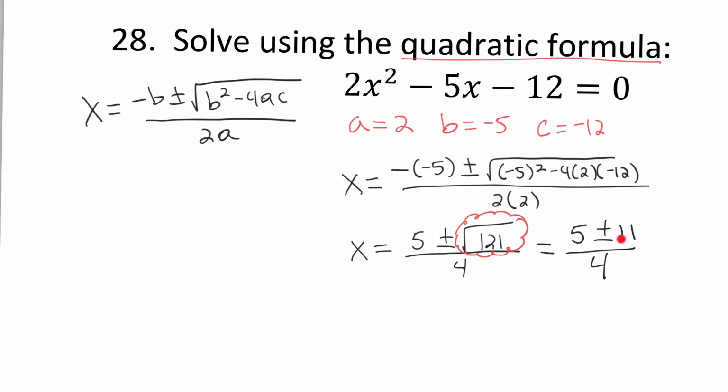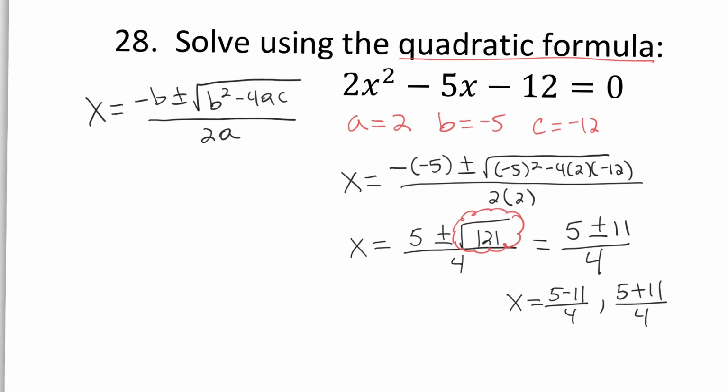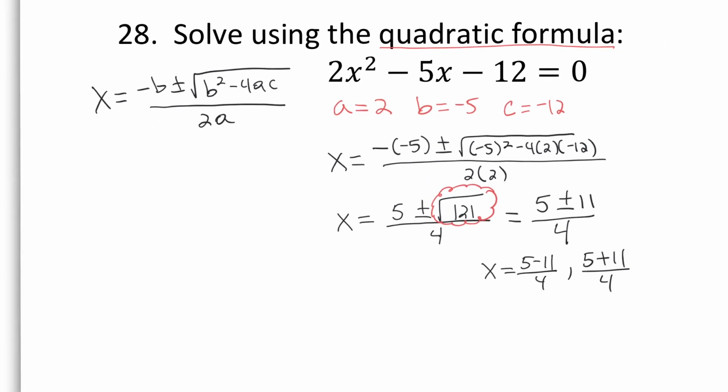Since I don't have radicals on the top, I'm going to separate the plus and the minus to make two fractions. So x equals 5 minus 11 over 4. And the second one is going to be 5 plus 11 over 4. You keep going. You need to simplify the fractions. So x equals 5 minus 11, that's negative 6 over 4. And the second one, 5 plus 11, is 16 over 4. And keep going. You reduce the fraction.